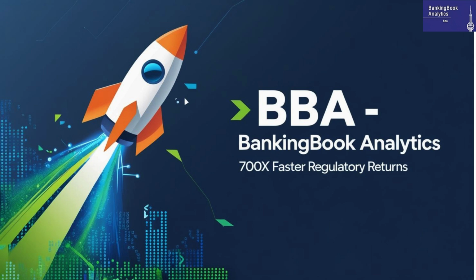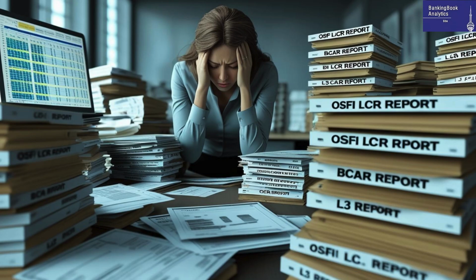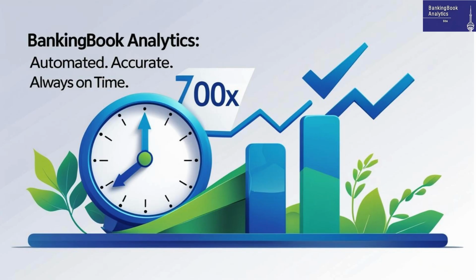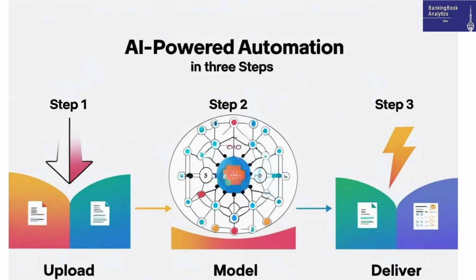In today's regulatory landscape, reporting obligations like OSFI's liquidity coverage ratio, BCAR, and operational risk returns are complex, time-sensitive, and Excel-based. Banks spend days reconciling data from multiple sources, and it's a mostly manual process. It's prone to errors. Missed deadlines? That's costly. But with BankingBook Analytics, or BBA, regulatory returns are automated 700 times faster, with zero errors.